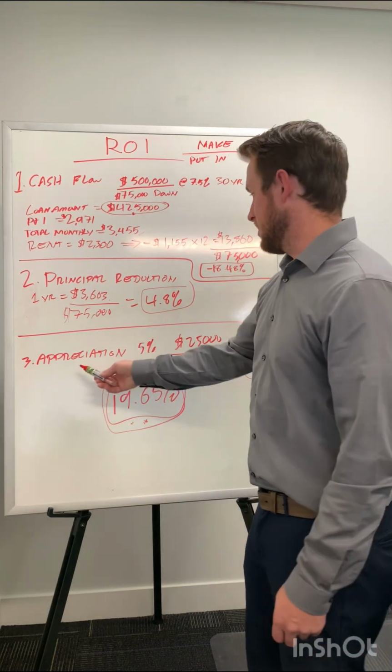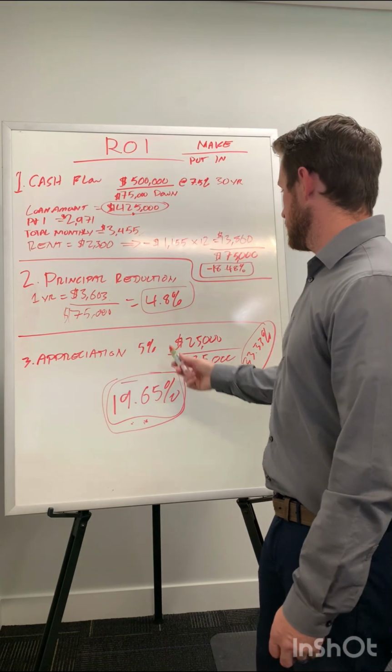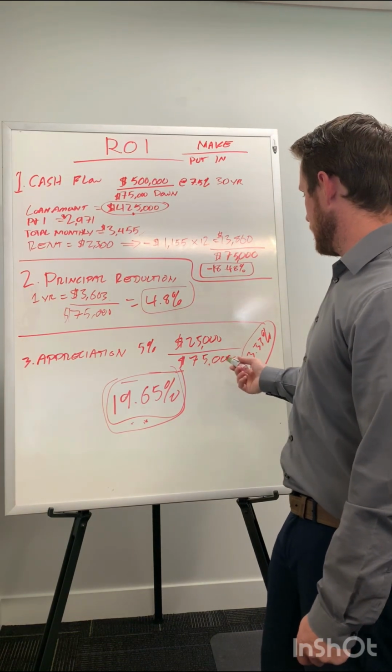Now you might say, well, Stephen, what if appreciation is only 2%? Appreciation is 2% of the 500,000, so you make 10 grand, you're only at 13%.